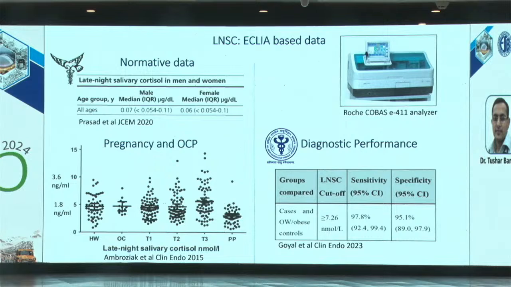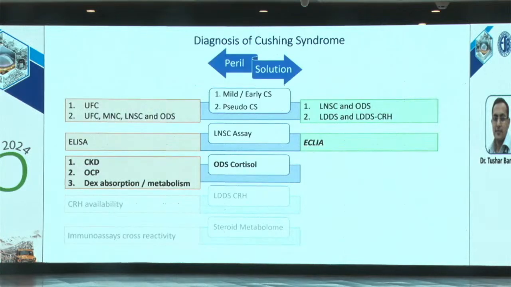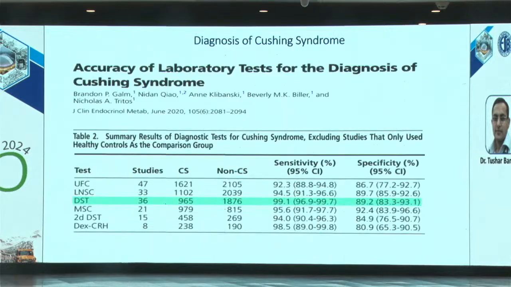In fact, the diagnostic performance of LNSC has been proven very clearly by the AIIMS group, where they have shown that a cutoff of 0.24 microgram per dL has 95% sensitivity and specificity to rule out Cushing's in these cases. So LNSC is quite good. ODS was always good, but we have had theoretical issues of DEX absorption, metabolism, use in CKD and in females on OC pills, where you get a false positive test.